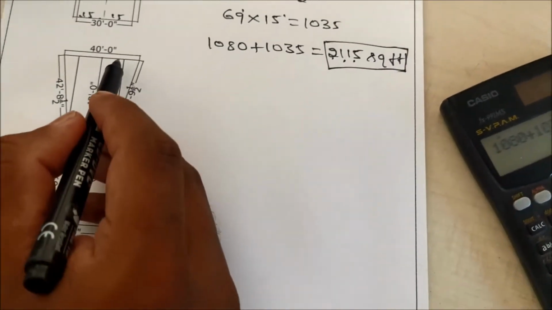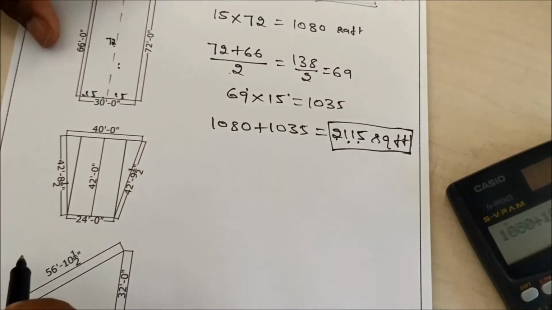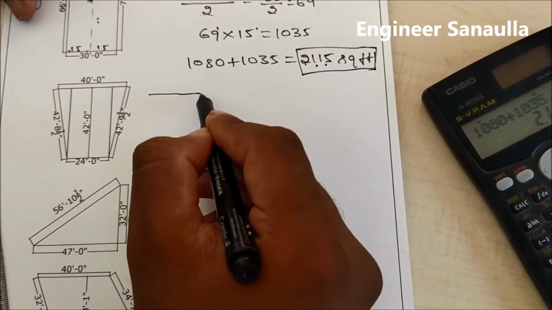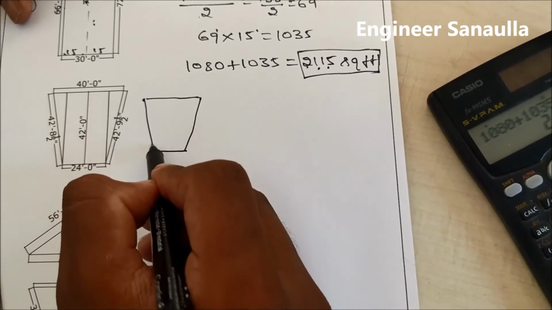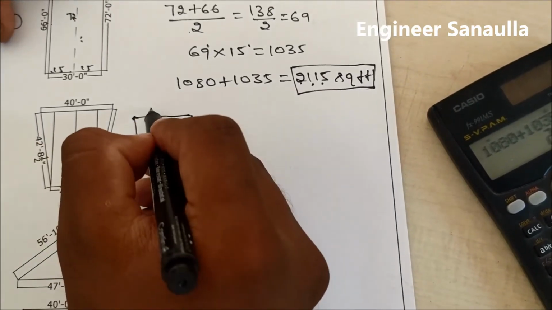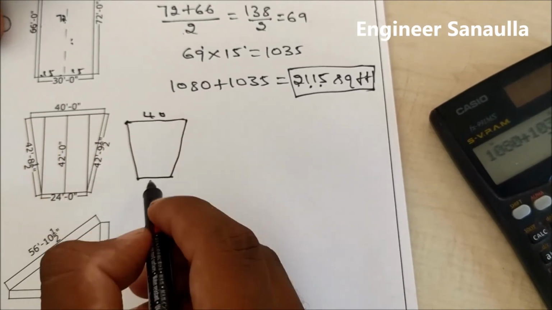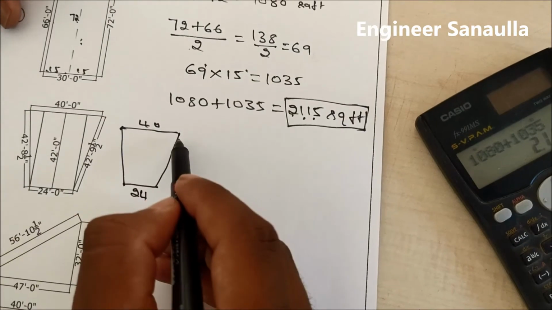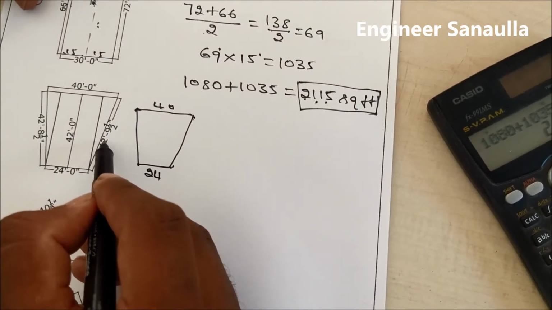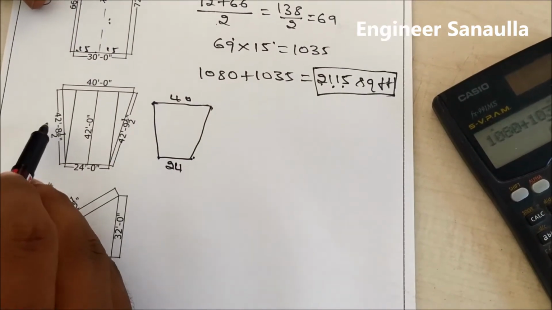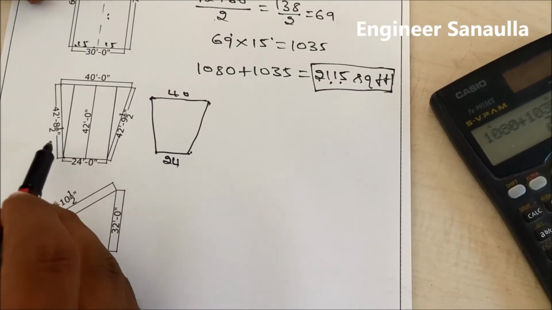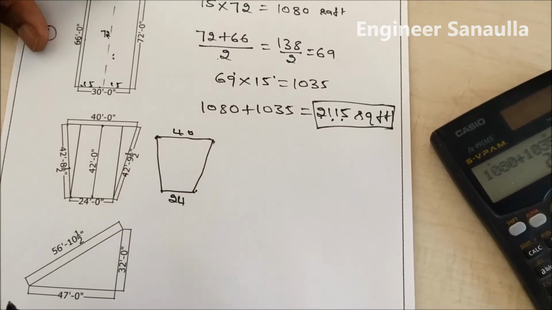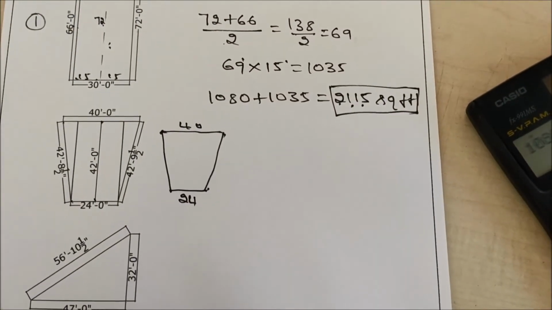Now we will calculate the area of this next plot. This plot will look like this. Here is 40 feet, here is 24 feet. The inclined length is 42 feet 9.5 inches, and here the inclined length is 42 feet 8.5 inches. The mean length here is 42 feet. It is a very easy method, I will show you how to calculate it.